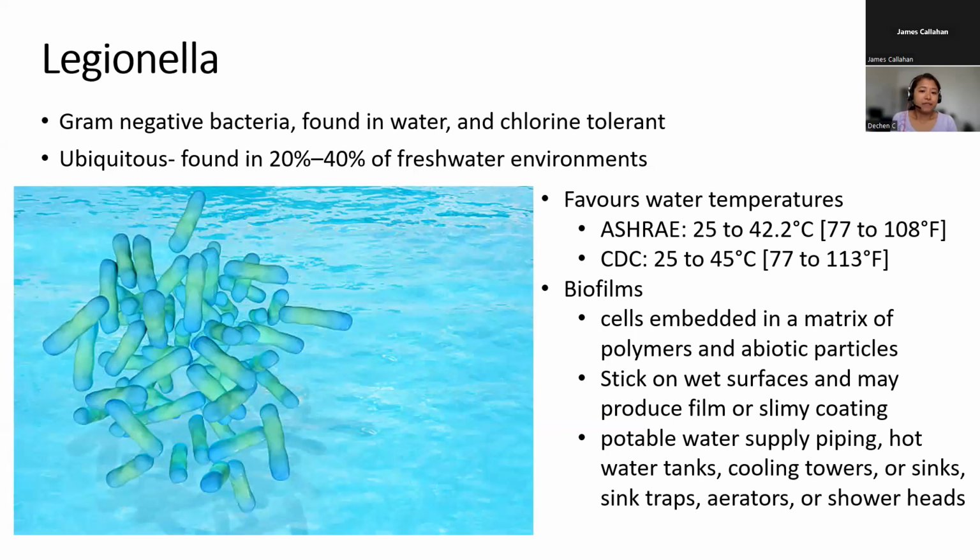Unfortunately, it is inevitable that biofilms will form in most water systems. In healthcare environments, biofilms may be found in the potable water supply piping, potable water meaning water that is suitable for drinking. They can also be found in hot water tanks, air conditioning, cooling towers, or in sinks, sink traps, aerators, or shower heads.